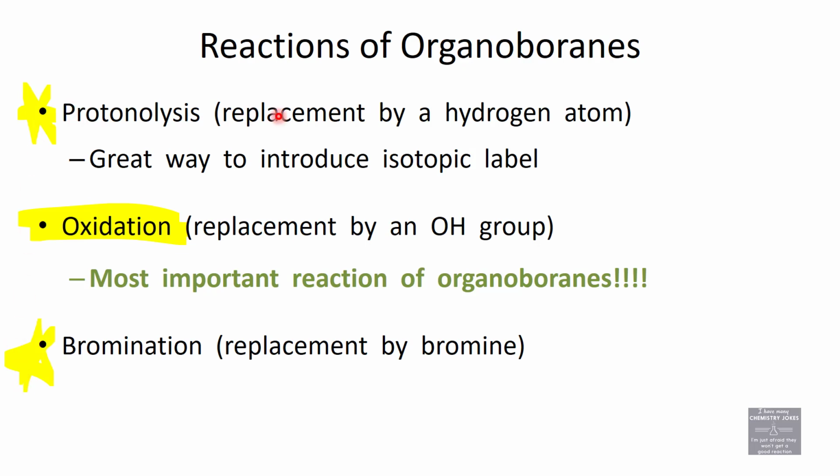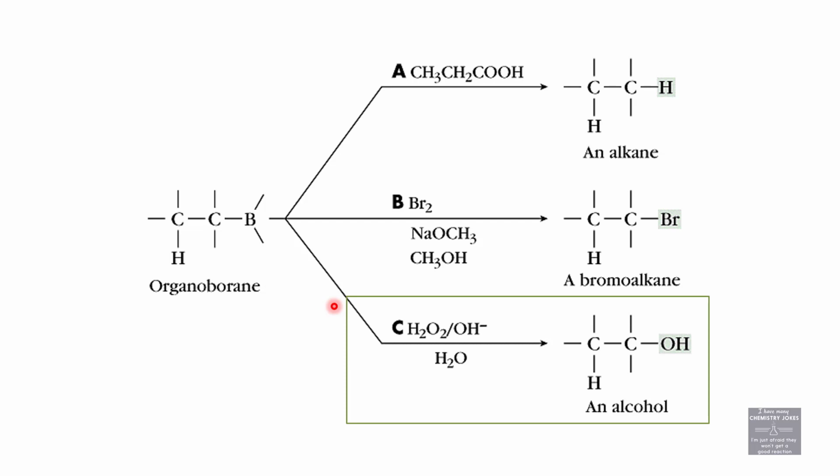That's those other guys. Protonolysis is when you react with an acid to replace the boron with a hydrogen. Oxidation is when you react the organoborane with hydroxide and peroxide to replace the boron with an OH. Bromination is when you react the organoborane with Br2 and a base in order to replace the boron with the bromine. It's real hard to say those the right way. But this one we've already done. Let's see one of those others in action.